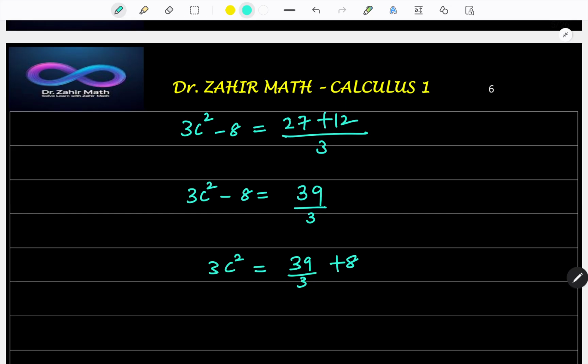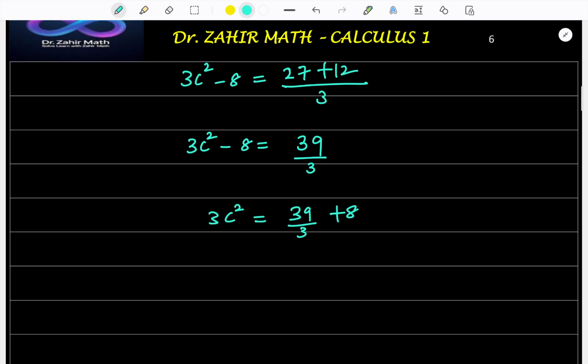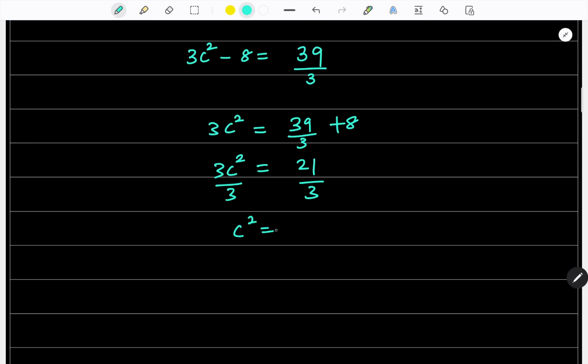Okay, we'll put it in the calculator, no problem. 39 divided by 3 is equal to 13, right? And then plus 8, which gives 21, right? So 3c square equals 21. So divide by 3. So c square equals 21 by 3, which is nothing but 7, right? So c is equal to plus or minus square root of 7.